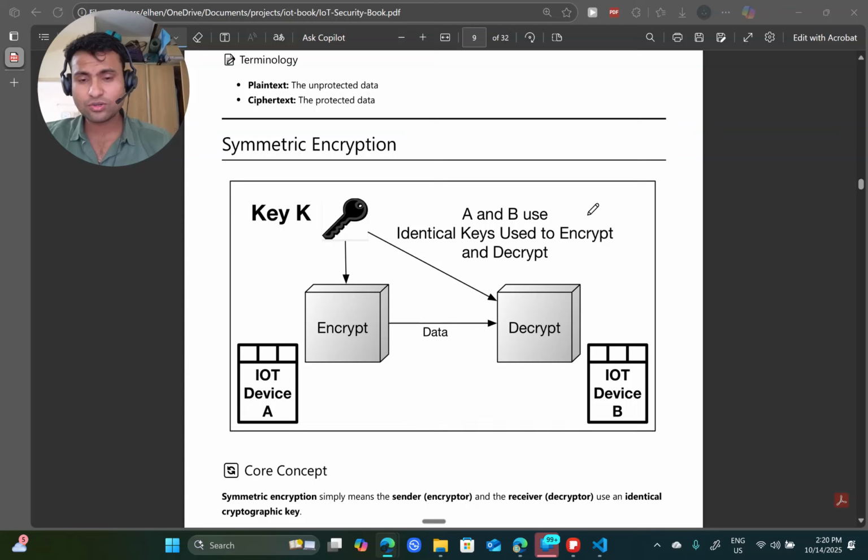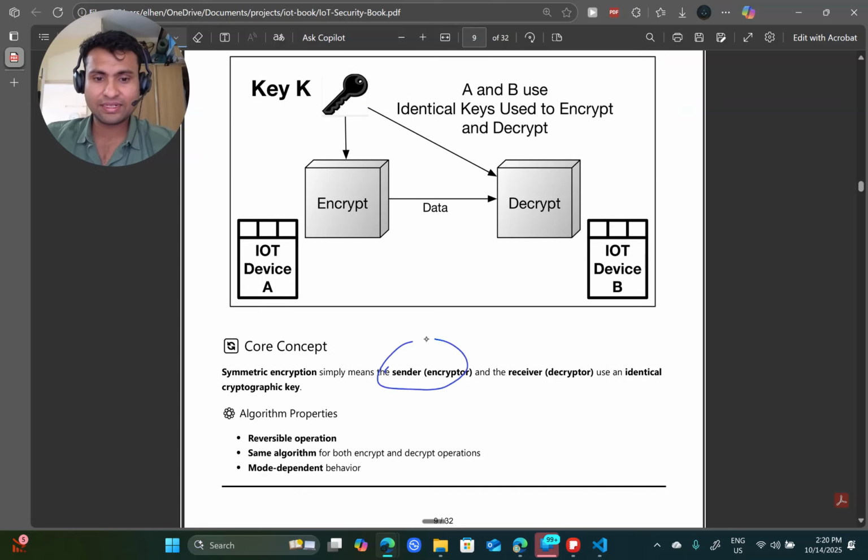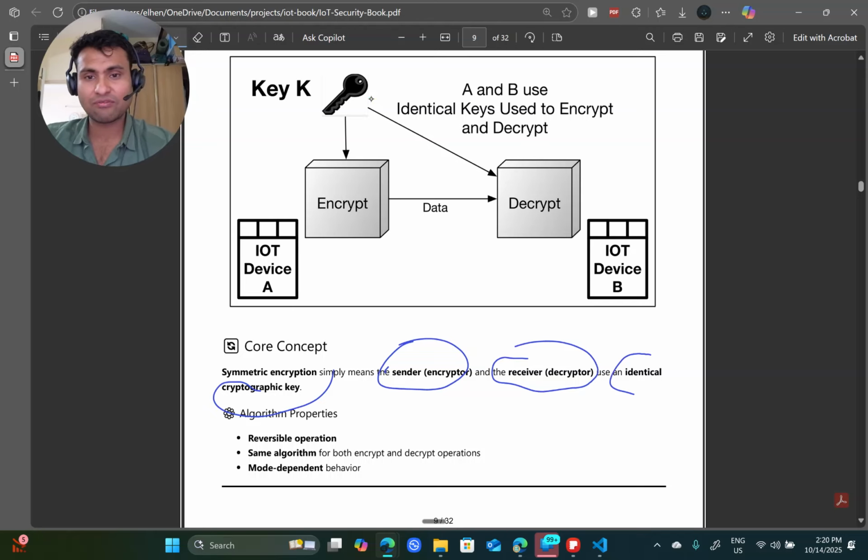So now let's look at symmetric encryption. In symmetric encryption, both the sender, the encryptor, and the receiver, who will be decrypting, use an identical cryptographic key. The same key is used for encryption and decryption, and this is the ciphertext which you see here.